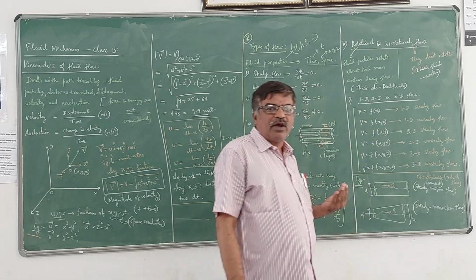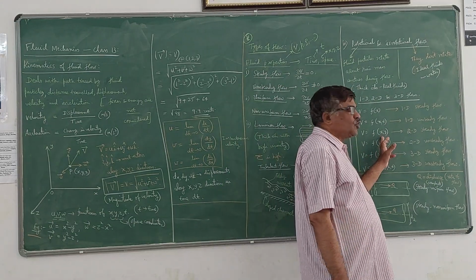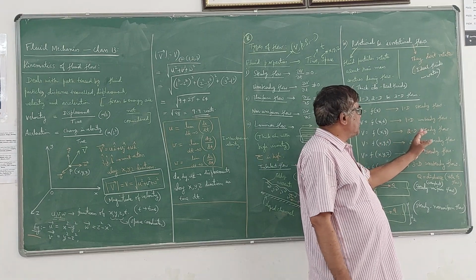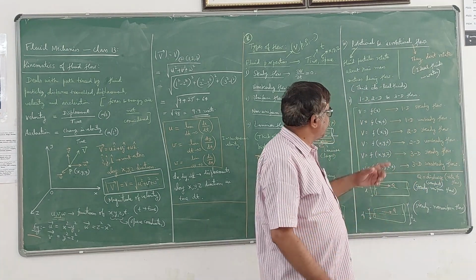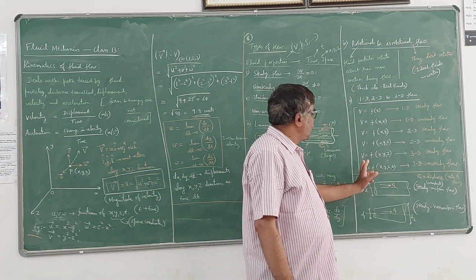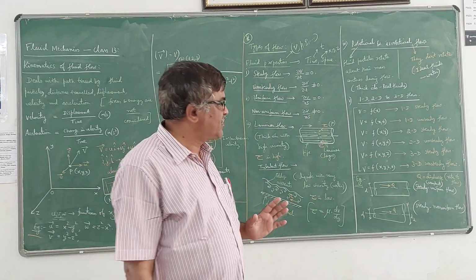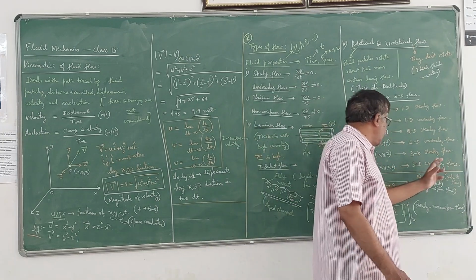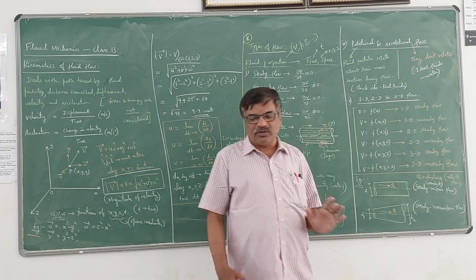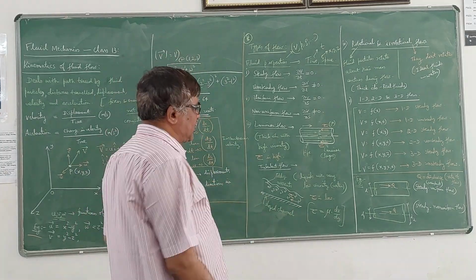Similarly, for two dimensions you have to take x, y. If the velocity is a function of two space coordinates, f of x, y, then it is two-dimensional steady flow. In addition to that, if t is also included, then it is two-dimensional unsteady flow. For three dimensions, similarly, if velocity is a function of all three space coordinates x, y, z, then it is 3D steady flow. If t is also included, then it is 3D unsteady flow. So these are the five types of classification of fluid flows, a very important question.